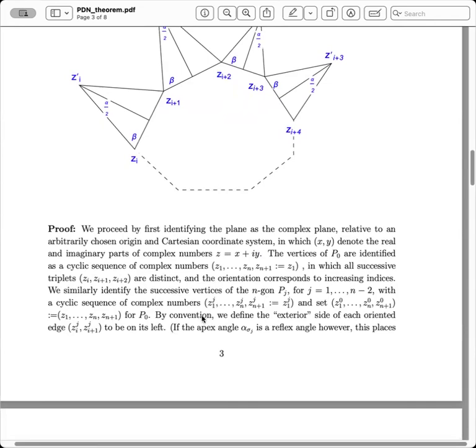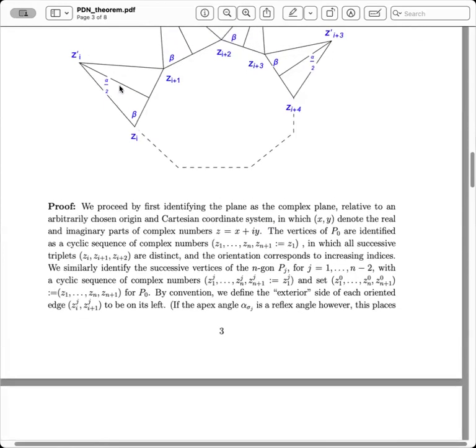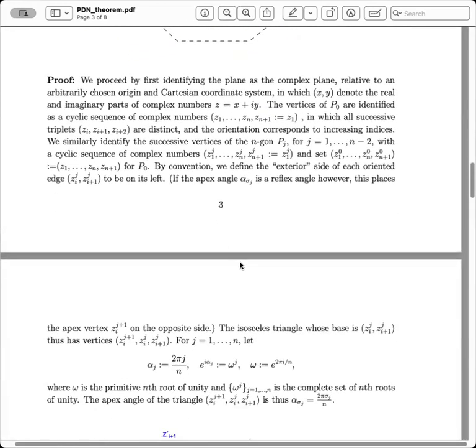So by convention, what we mean by the exterior side of each oriented edge is to be on its left. If the apex angle happens to be more than 180 degrees, then it will actually be on the other side if it's a reflex angle.